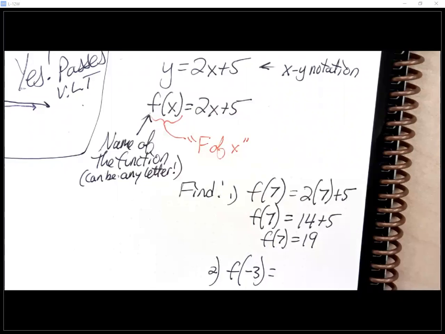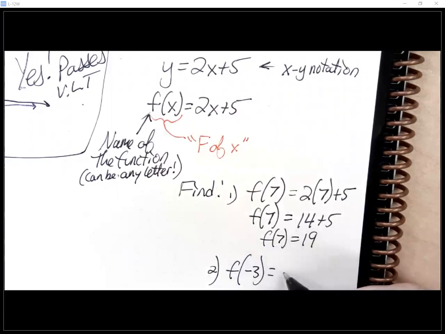Okay, you got it? Who's got my answer? What is f of -3? Go ahead, Sam. 11. Oh, God. What? It's a negative. Oh, it's a -3. Oh, my God. I'm so dumb.